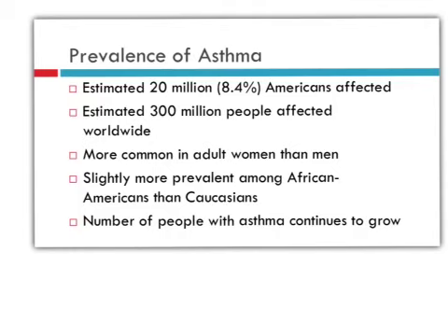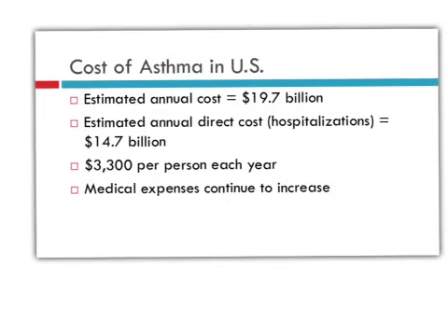Here's the prevalence of asthma in the United States. Again, it's estimated about 8.4% of Americans are affected with this. And you have to understand, this is probably about 4 years old information. The way it looks now, it's probably higher. It's slightly more prevalent among African Americans than Caucasians, and the number of people with asthma continues to grow every day. More statistics: that's the cost to treat asthma in the United States.